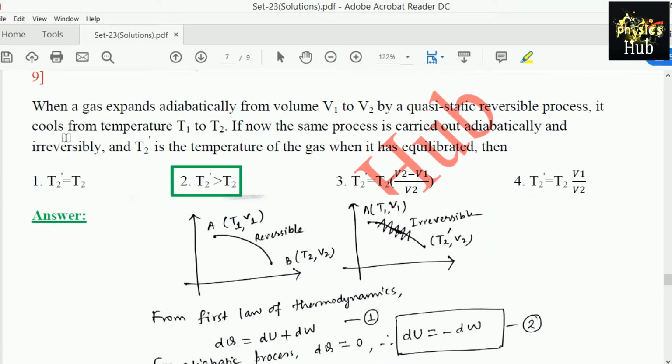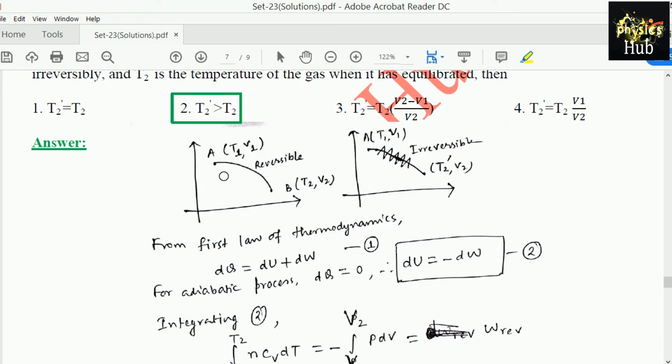When a gas expands adiabatically from volume V1 to V2 by a quasi-static reversible process, it cools from temperature T1 to T2. If now the same process is carried out adiabatically and irreversibly, and T2 prime is the temperature of the gas when it is equilibrated, then what will be the relation?